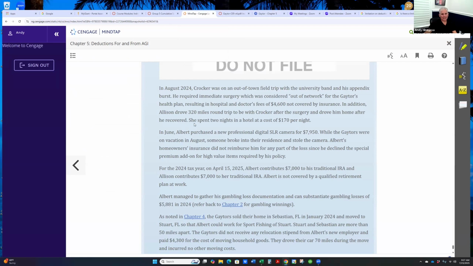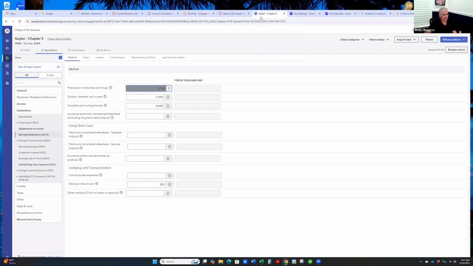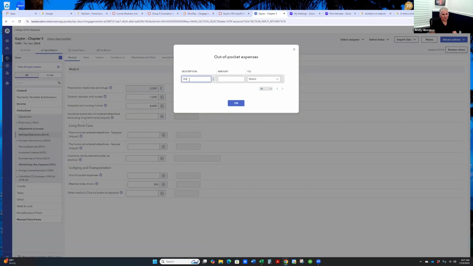All right, now in addition to that, it appears Allison spent 2 nights in a hotel at a cost of $170 per night. That also would be deductible. However, there are limitations. Let's go back to the entry, and we'll put it under lodging, out-of-pocket expenses. Go ahead and list that as hotel for surgery.